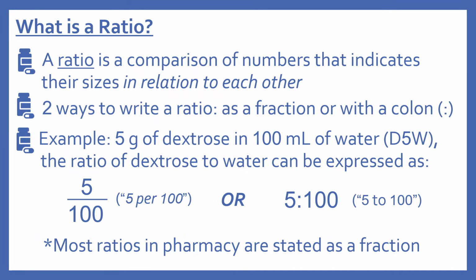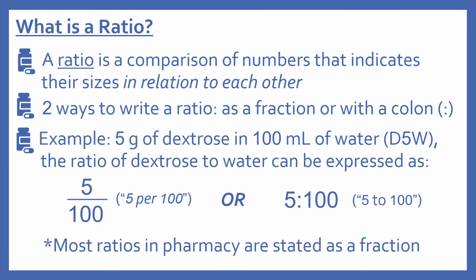So first we'll begin with what is a ratio. A ratio is a comparison of numbers that indicates their sizes in relation to each other. And there are 2 ways to write a ratio, as a fraction or with a colon. And I'll just give you an example to show you more what I mean here.